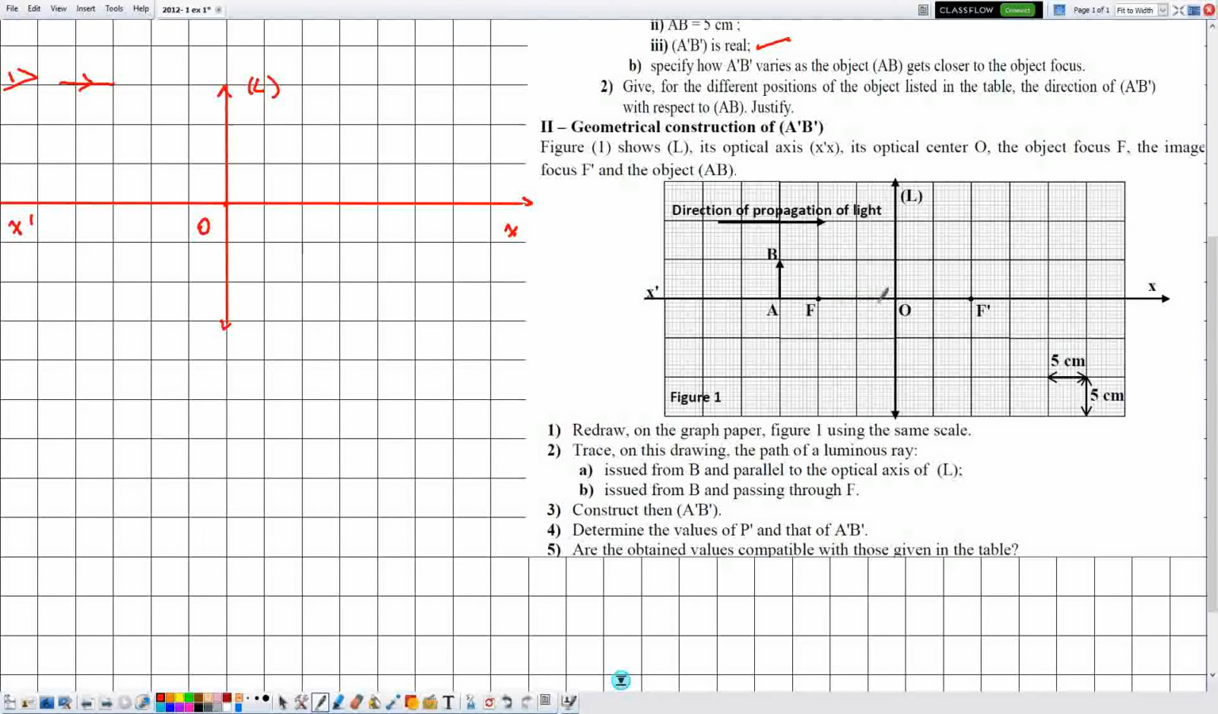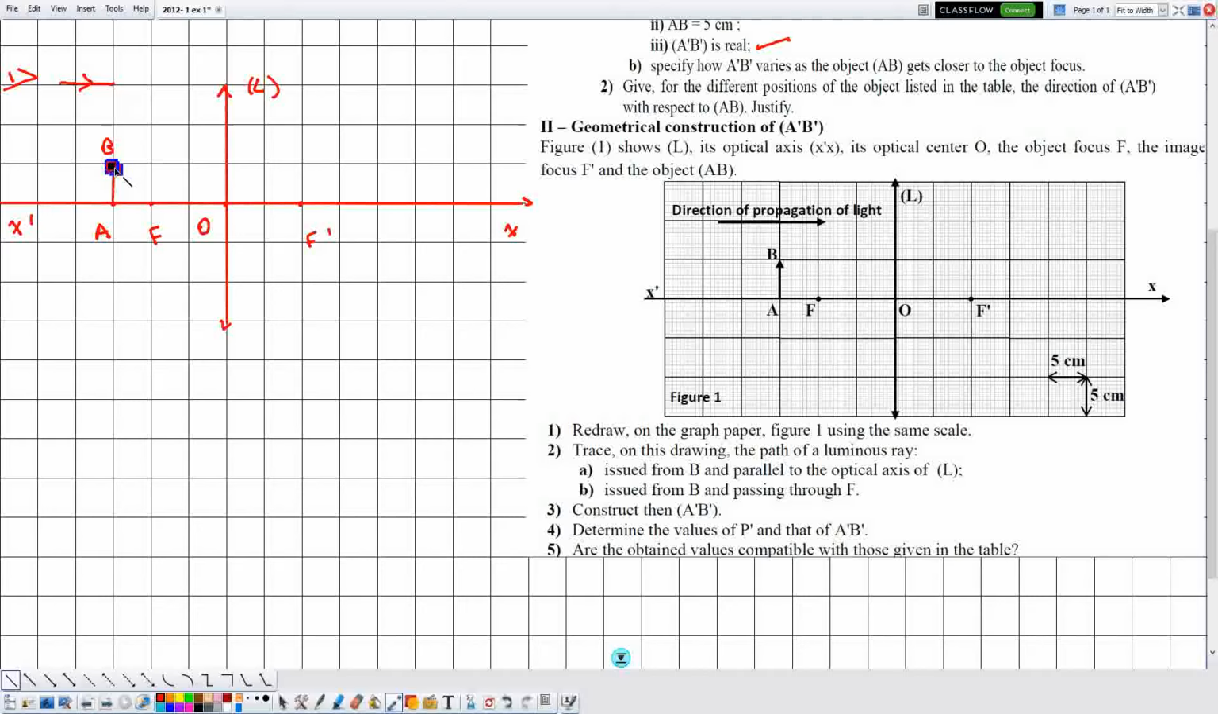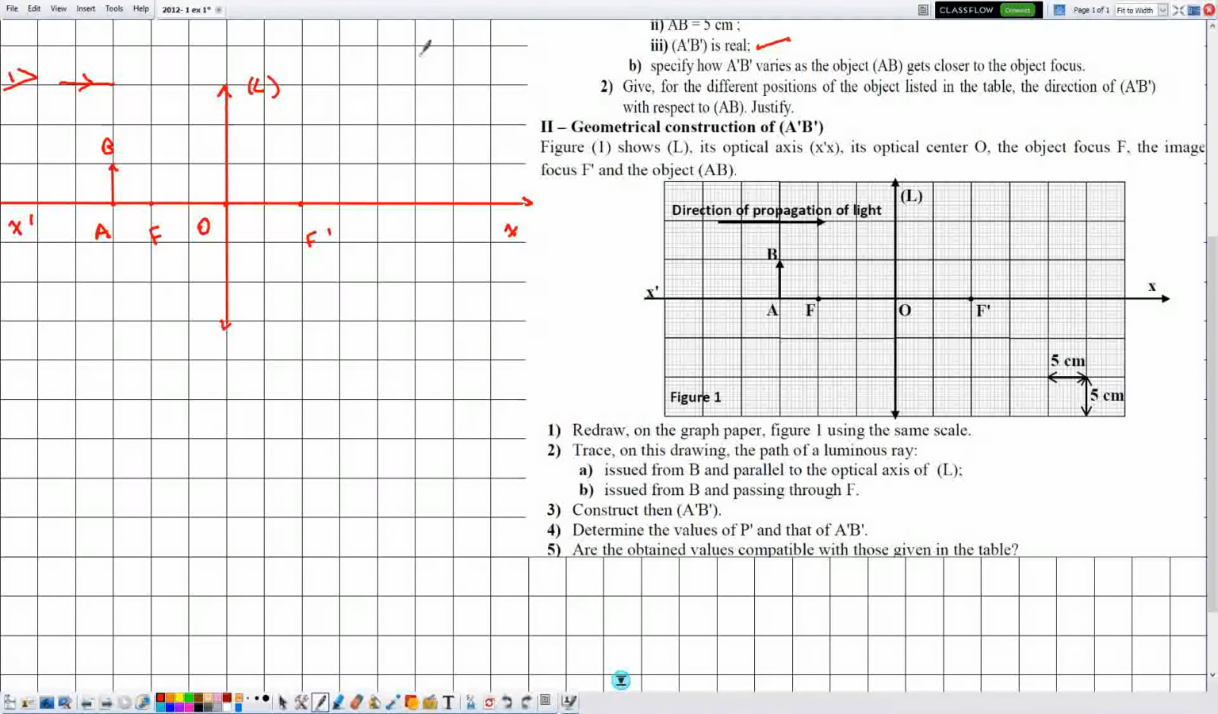The point F is located 2 divisions in front of the lens, and the point A 3 divisions in front of the lens. The point F prime is 2 divisions behind the lens. The point B is located 1 division above A. Therefore AB is the object. Let's trace it. And the scale is given by 5 centimeter along the x-axis and 5 centimeter along the y-axis. So this is it for part 1.